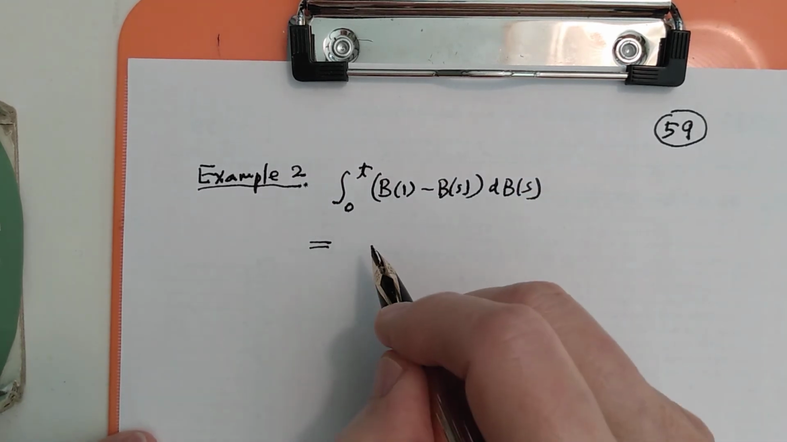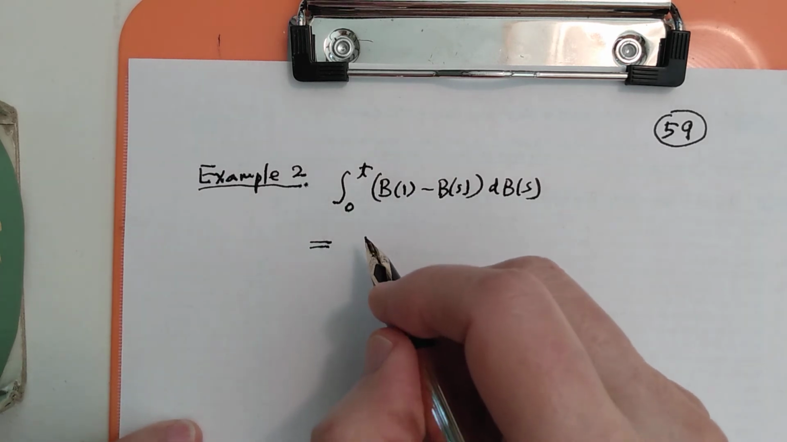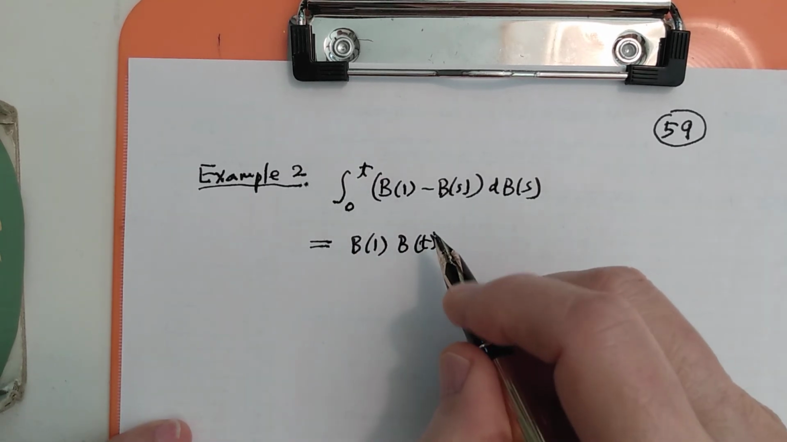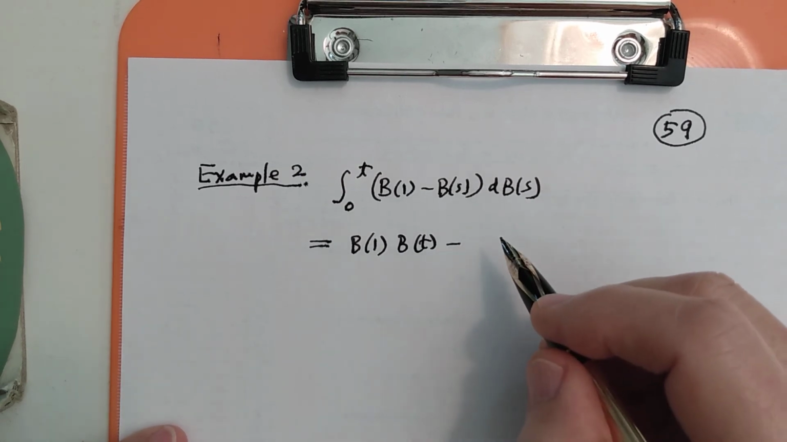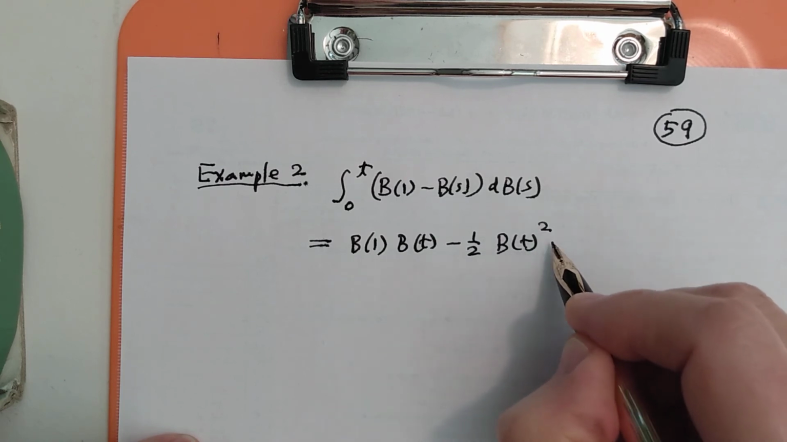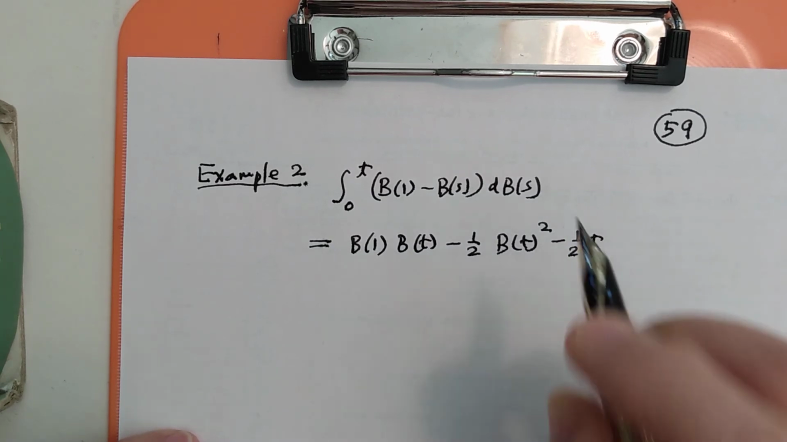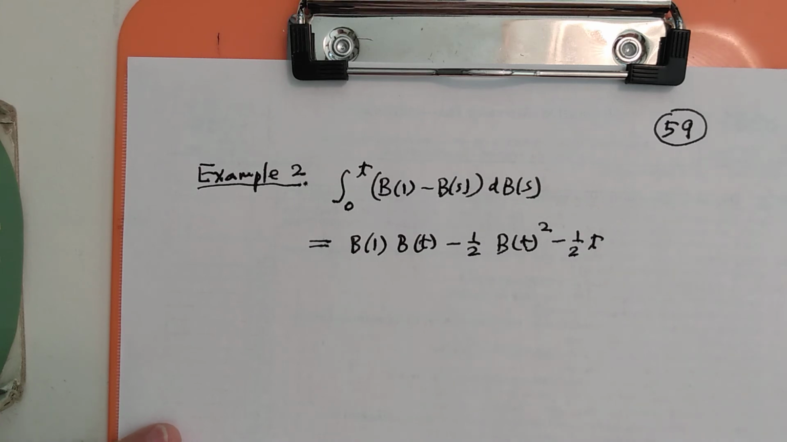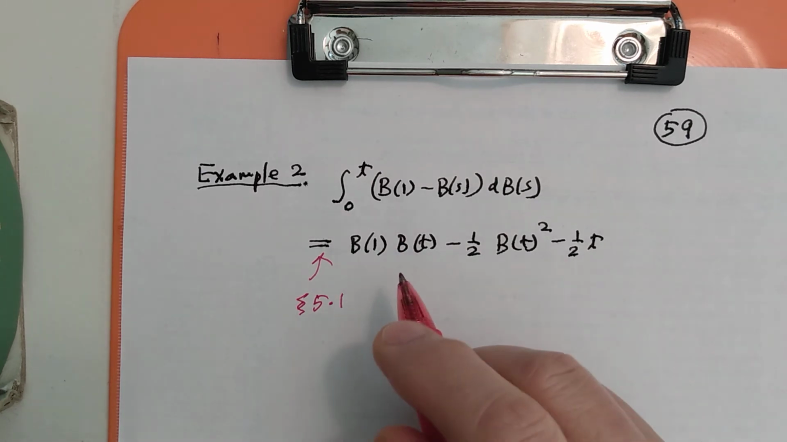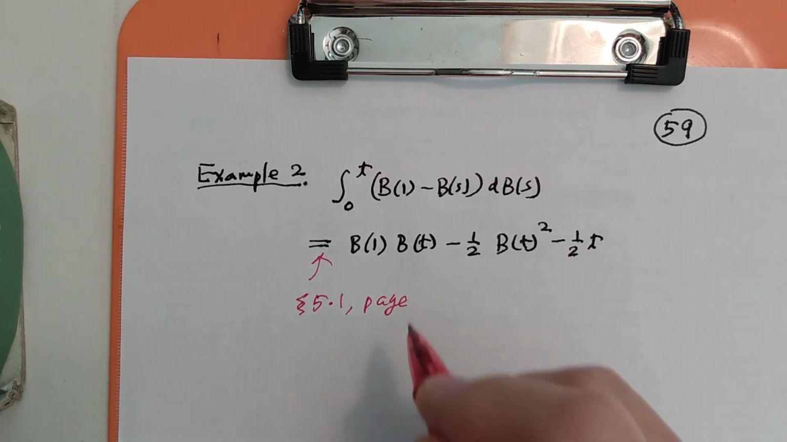This equals B_1 B_t minus 1/2 B_t squared minus 1/2 t, which is from section 5.1, page 35.